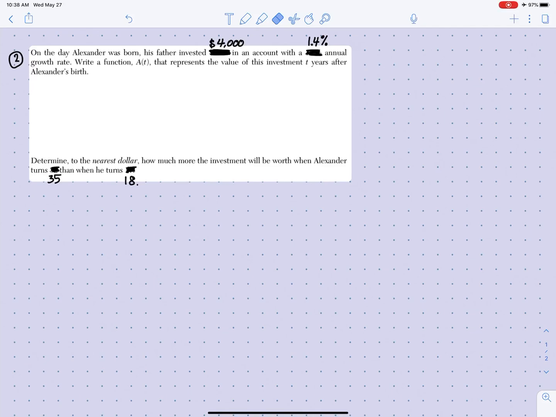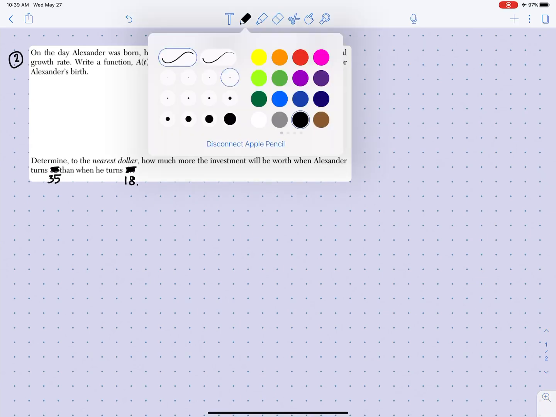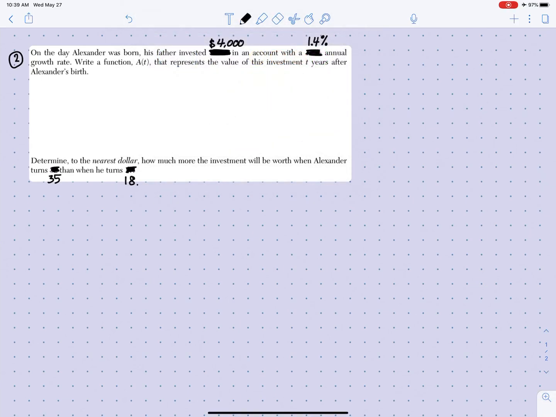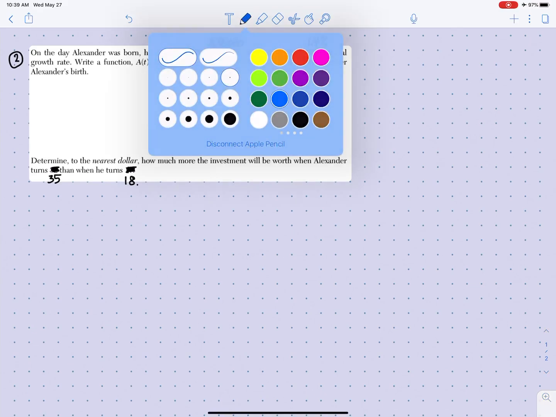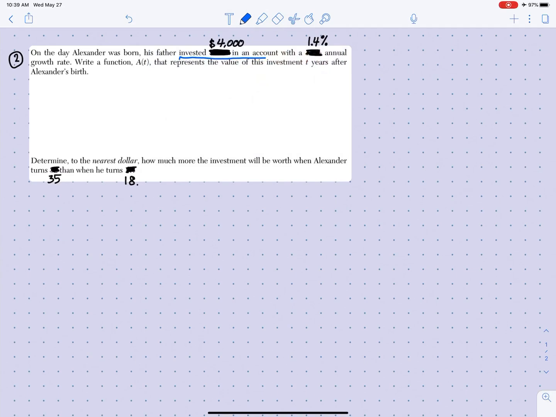Right now this is a continuation of the review for the algebra final, for question number 2. Okay, so let's start reading the problem. Here it says, on the day Alexander was born, his father invested $4,000 into an account. So let's annotate. Invested $4,000 into an account with a 1.4% annual growth rate.